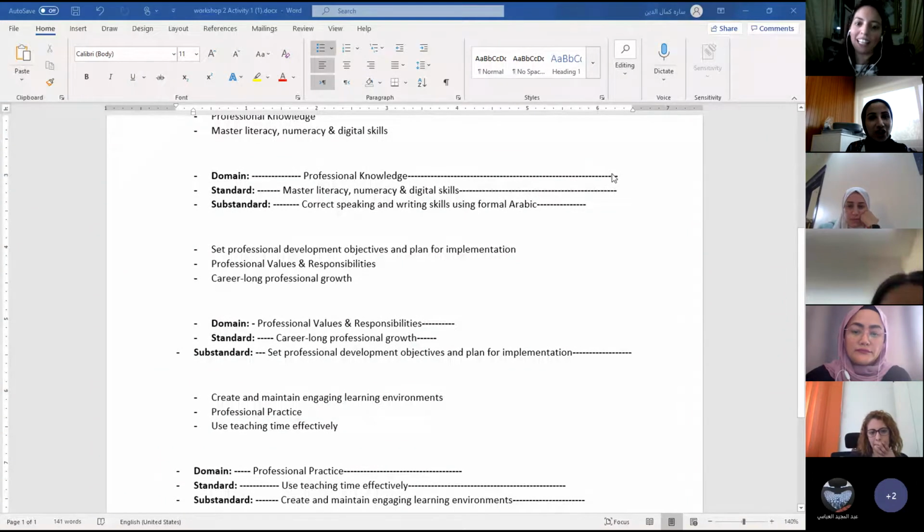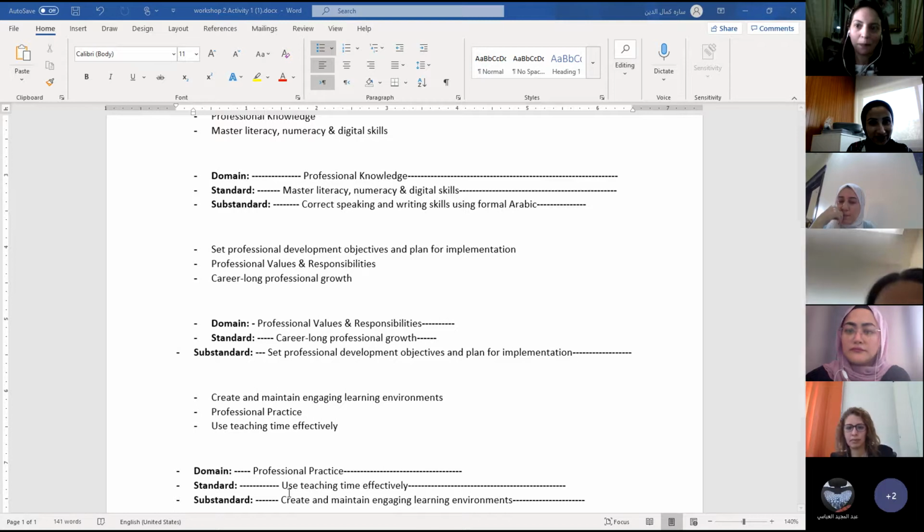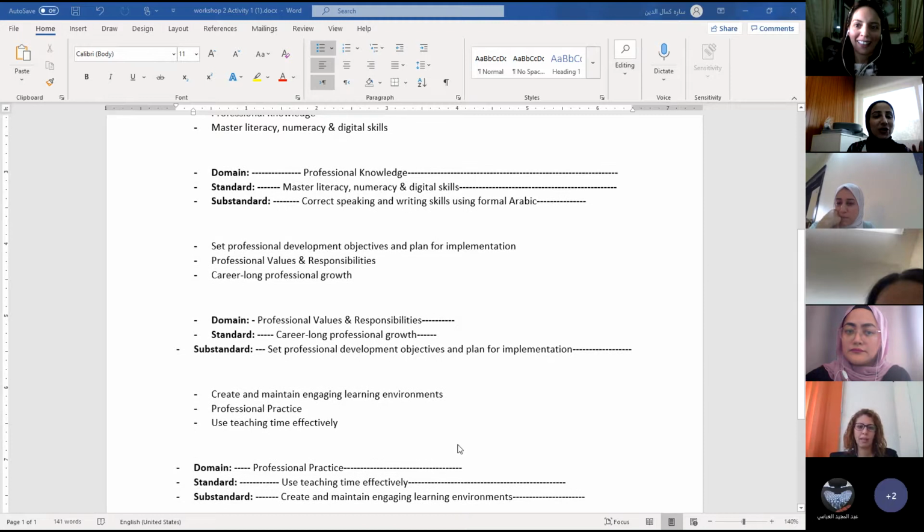Which one is more general than the others: create and maintain engaging learning environments, or use teaching time effectively? That's the standard and the substandard. They are very similar. They are confusing, yes, because of this I stopped on them. So what do you think is more general than the other?